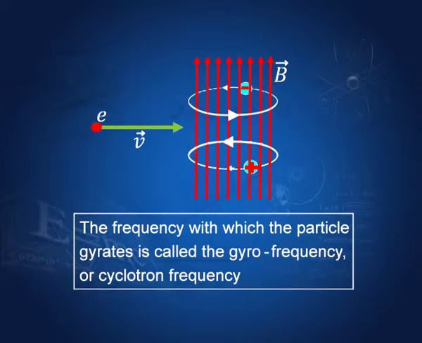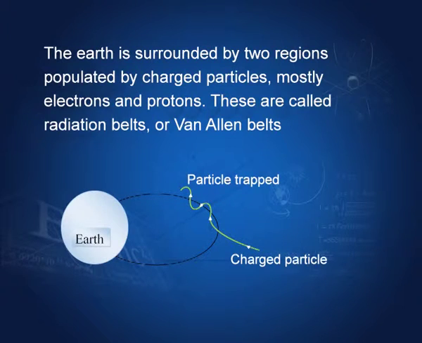Let me show you this. This is also a particle that was coming, there is a magnetic field, so it starts gyrating around the magnetic field lines and is trapped, it cannot go anywhere. So, that is what we are saying. We say that the charged particle is trapped in the magnetic field.